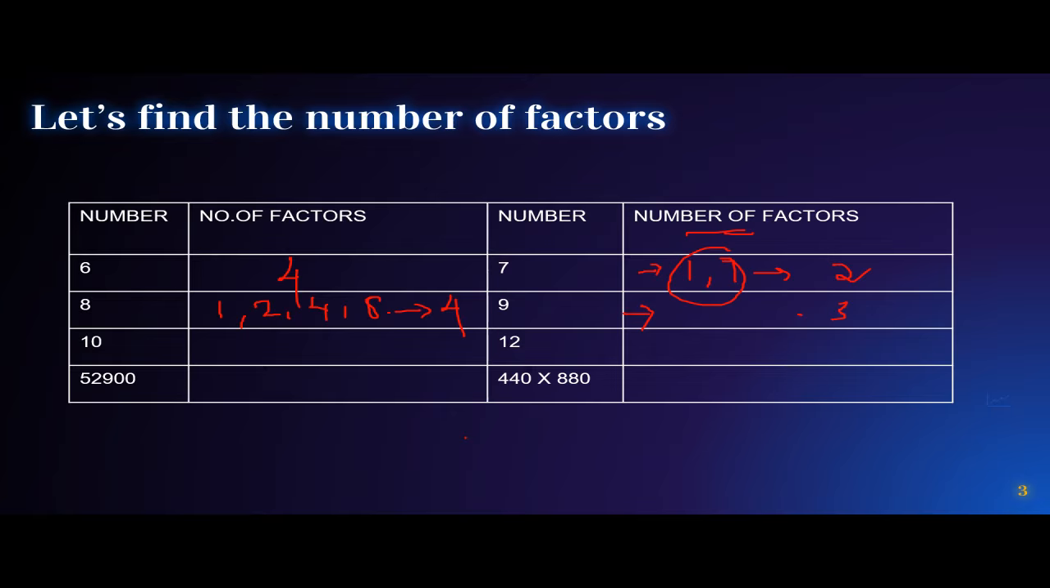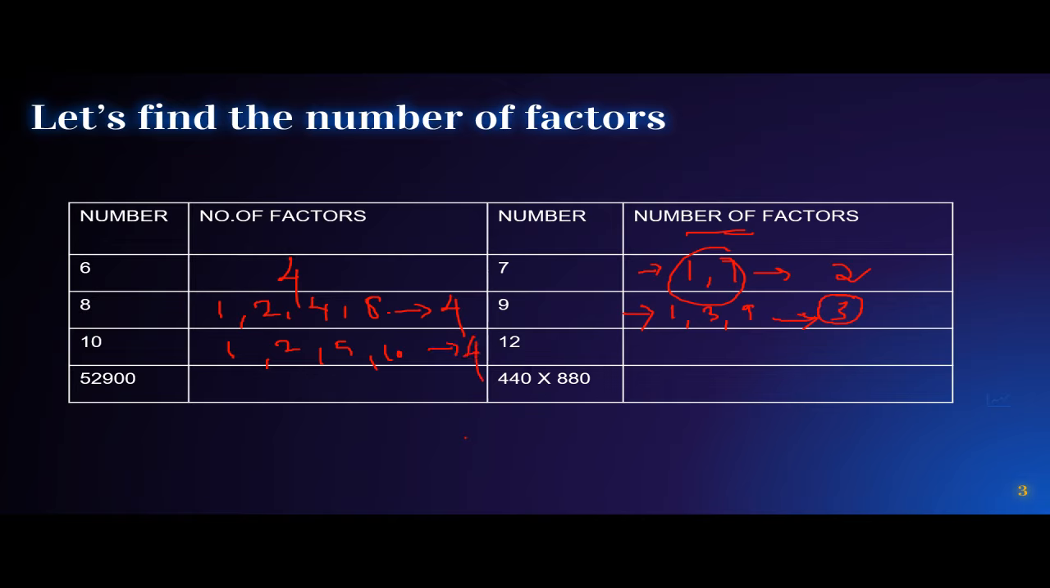Let's write the factors. 1 is a factor, and then you have 3 and then 9. So the number of factors is 3. I told you, like for a square number. Square numbers are 9, 16, 25. For a square number, the total number of factors will always be an odd number, right? So let's try to find the number of factors for 10. When it comes to 10, you have 1, then 2, and then 5 and 10. Why is this 4? The number of factors for 10 is 4.